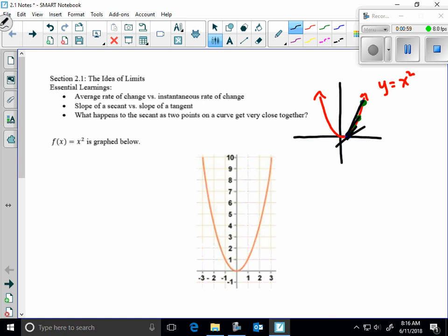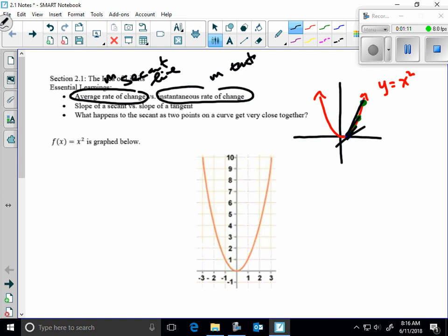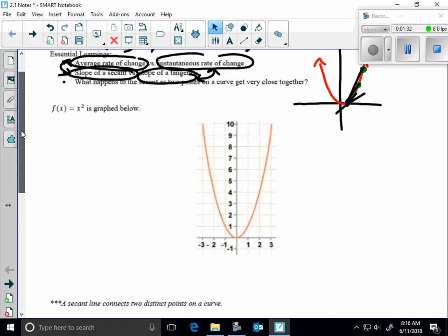So this idea of average rate of change is the idea of a secant line, right? It would be the slope of the secant line. And instantaneous rate of change would be the slope of the tangent line. Well, I wrote tan, but I meant tangent. Okay, so the slope of a secant line and the slope of a tangent line are related to the average rate of change and the instantaneous rate of change. So as the points on a curve get close together, this tangent line starts to form.